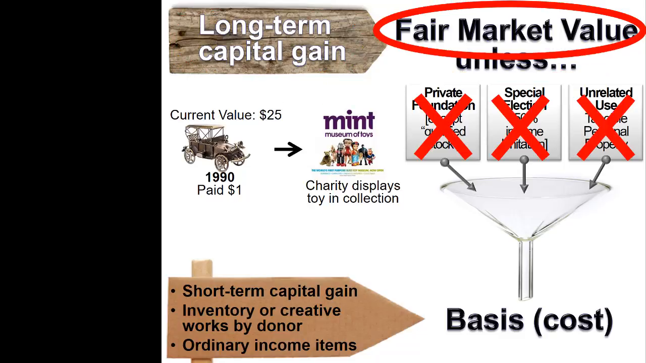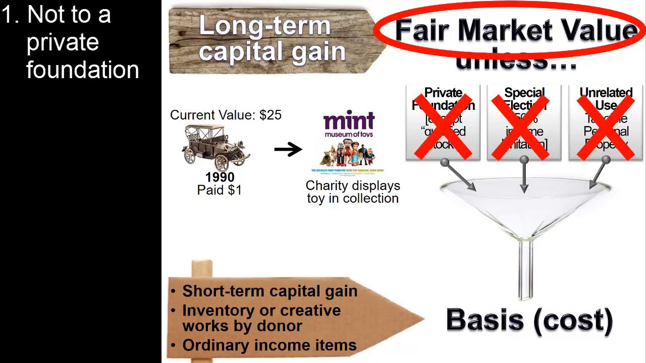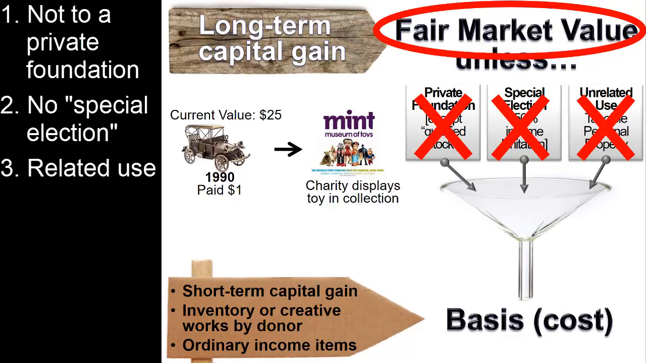The first exception does not apply because this is not a gift to a private foundation. It is a gift to a public charity, in this case a museum of toys. Next, there was no mention of a special election, so this exception does not apply either. Finally, this is tangible personal property, and consequently the unrelated use exception could apply. However, in this case, the charity will actually be using the gifted item in furtherance of its charitable purposes. Thus, this property is related use property, not unrelated use property.